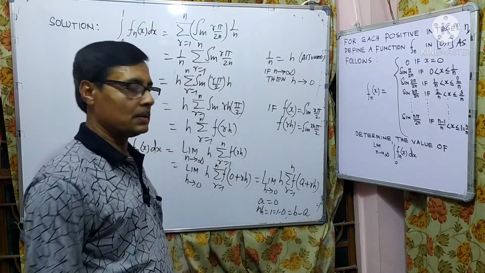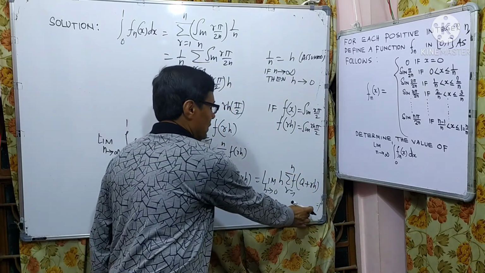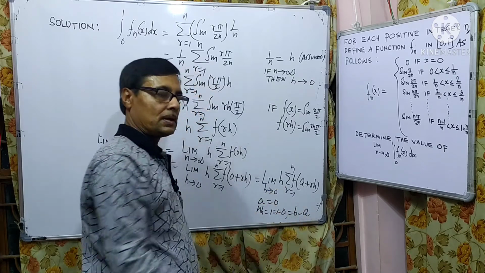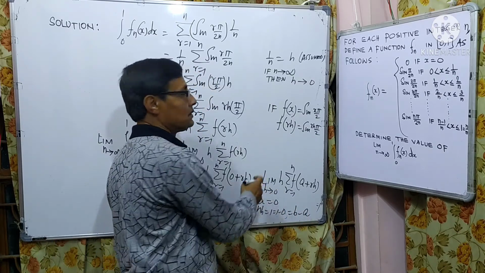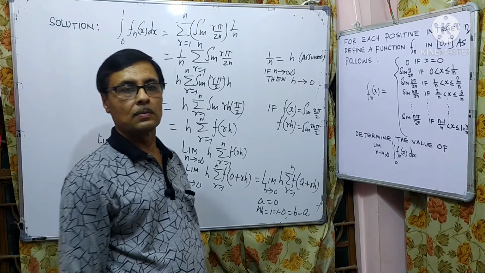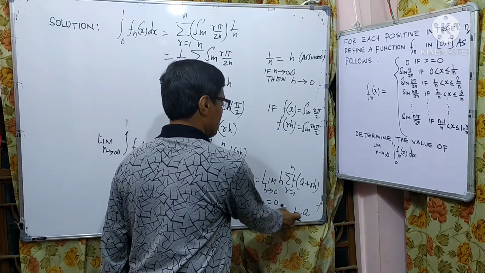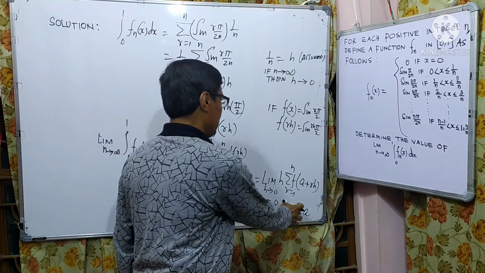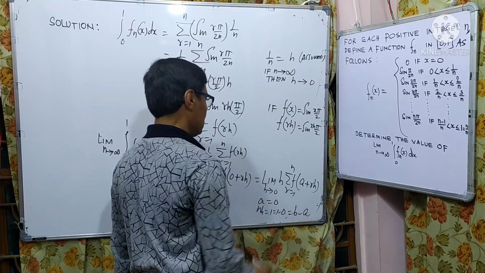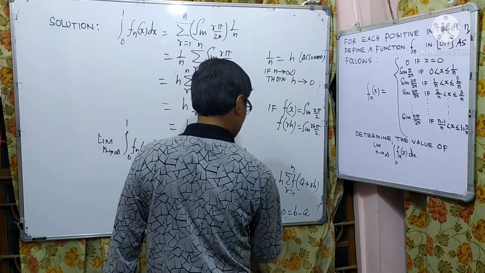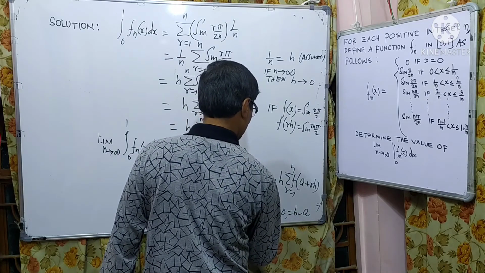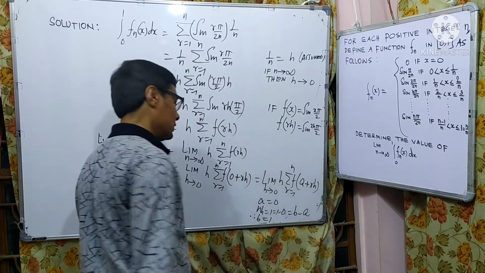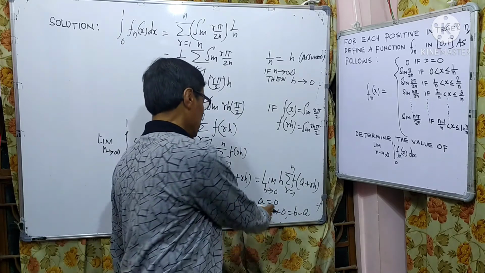From the definite integral, this is the length of the entire interval, that is b minus a. Here the interval is 0 to 1, the entire interval. So this is the length of the entire interval ab. So b minus a, here a is 0, so b equal to 1.